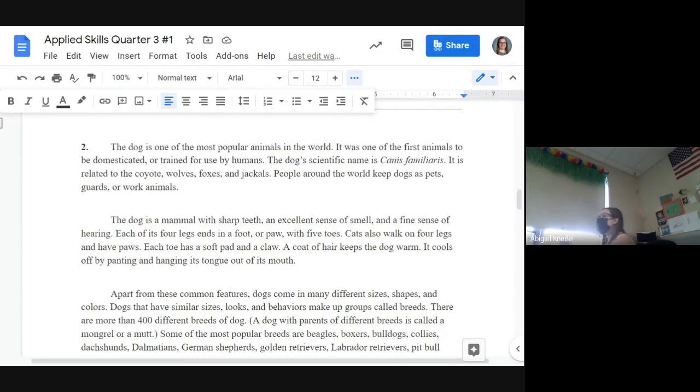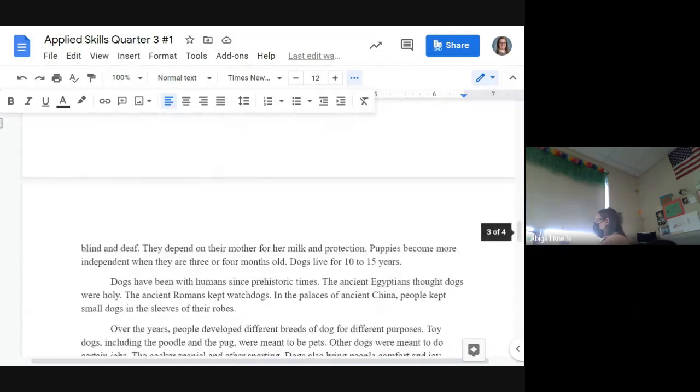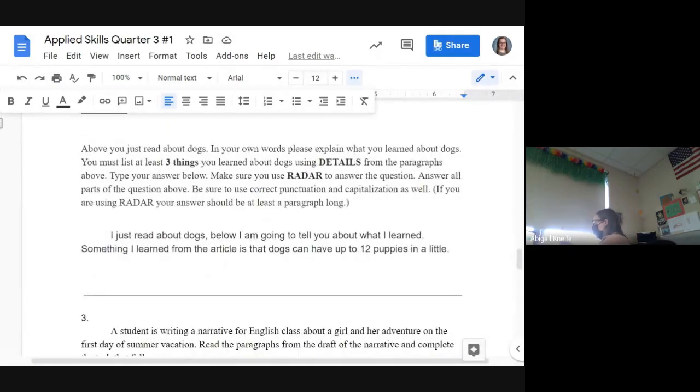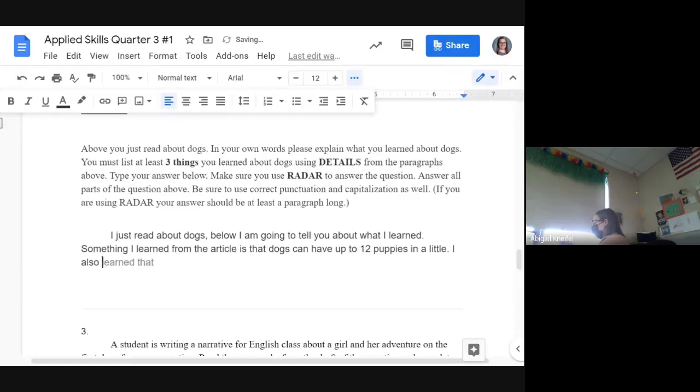Right, so we could even go back to the story and copy that. It cools off by panting and hanging its tongue out of its mouth. So let's copy paste that. And we could say, I also learned that a dog, quote, cools off by panting and hanging its tongue out of its mouth.